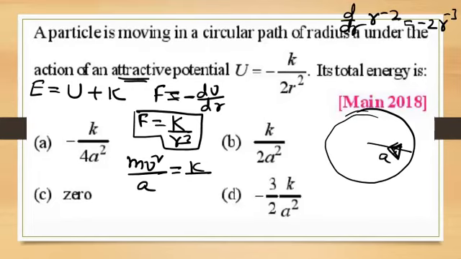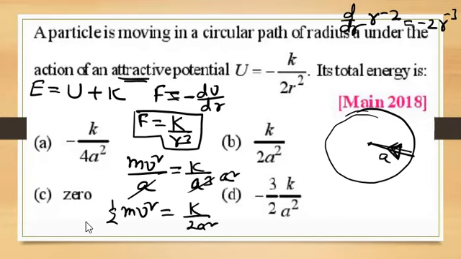In fact, that r is nothing but a only. Okay, r is from the center only, so you can directly write a cube. So it becomes a square. No? So if I multiply both sides by half, then half mv square is equal to k upon 2a square, and that is nothing but kinetic energy only. So kinetic energy equals k upon 2a square.